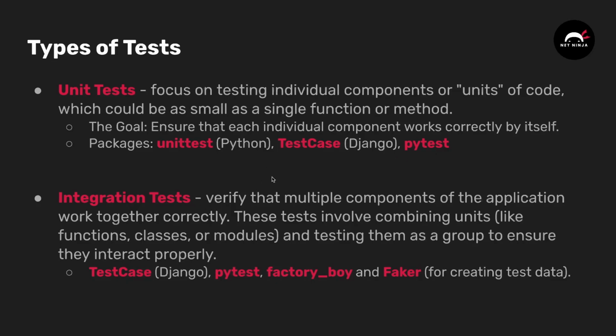We also have integration tests, and these verify that multiple different components of the application work correctly together. These tests will involve combining different units, for example, functions, classes, and modules, and testing them as a group to ensure that they interact properly. And many of the same utilities apply, for example, Django's test case class, as well as things like PyTest. And for creating integration data, Factory Boy and Faker are third-party packages in Python that you can use for integration testing.